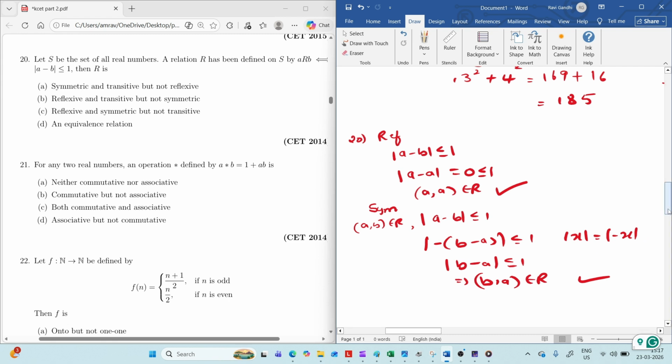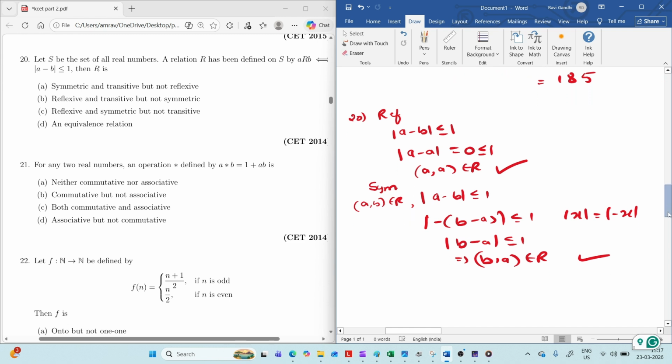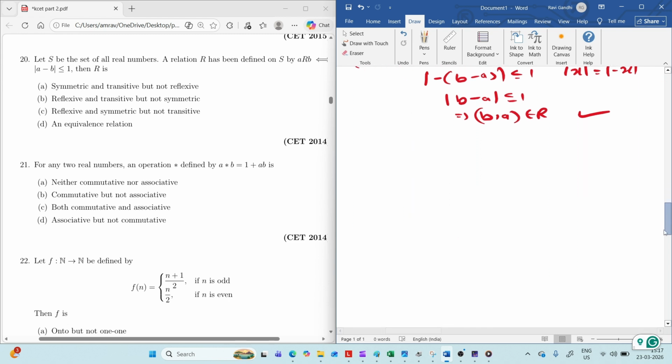So now the interesting part is about transitive. What do you think? It satisfies reflexive and symmetric, so you will guess that it will satisfy even transitive, but no, there is an example which can be given which doesn't satisfy the transitive condition. So basically what does the transitive condition tell? If A comma B belongs to R and B comma C belongs to R, you need to show that A comma C belongs to R.